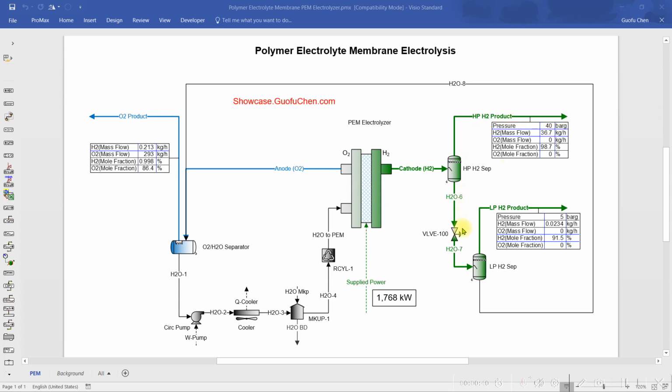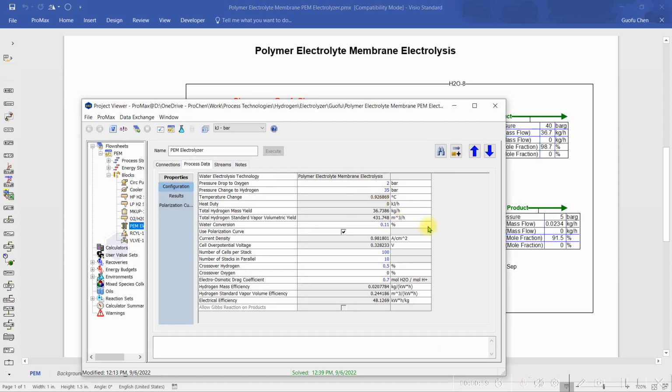After a pressure let down valve, additional low-pressure hydrogen is produced, and the water is recycled back to the oxygen-water separator. Let us take a deeper look at the electrolyzer.